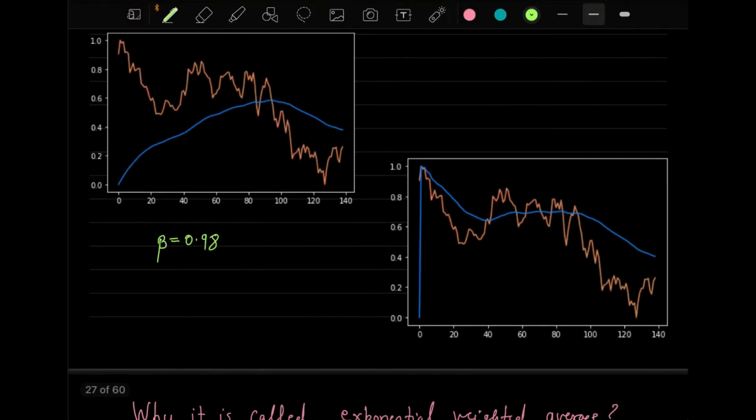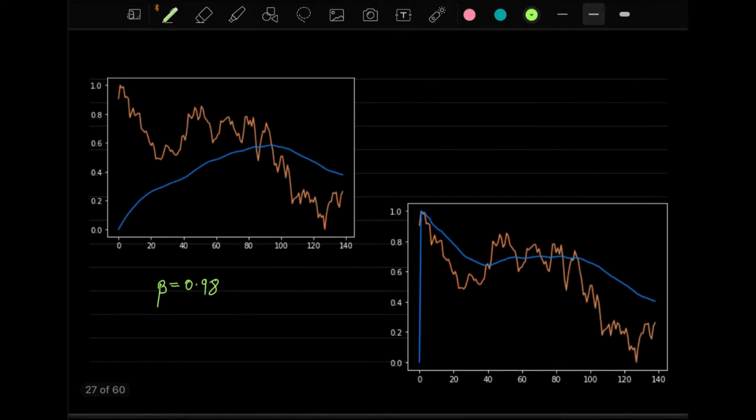Similarly, this is for 0.98. So now I think if you have any doubts related to what I have discussed, please let me know. Anyone? Okay.